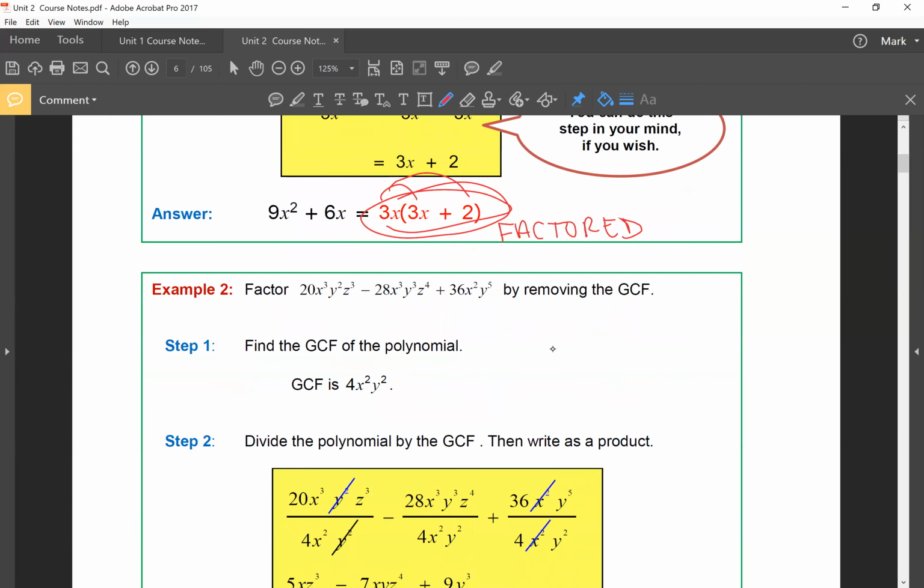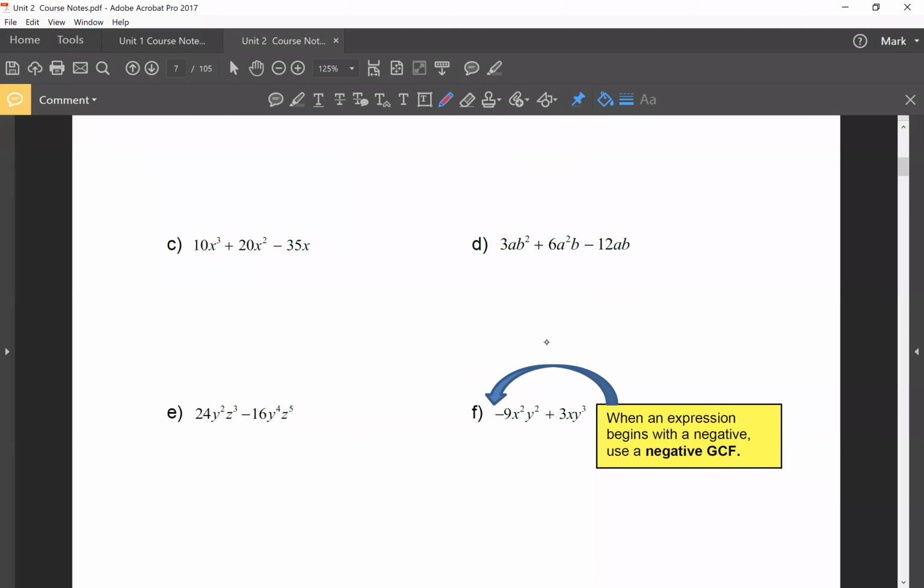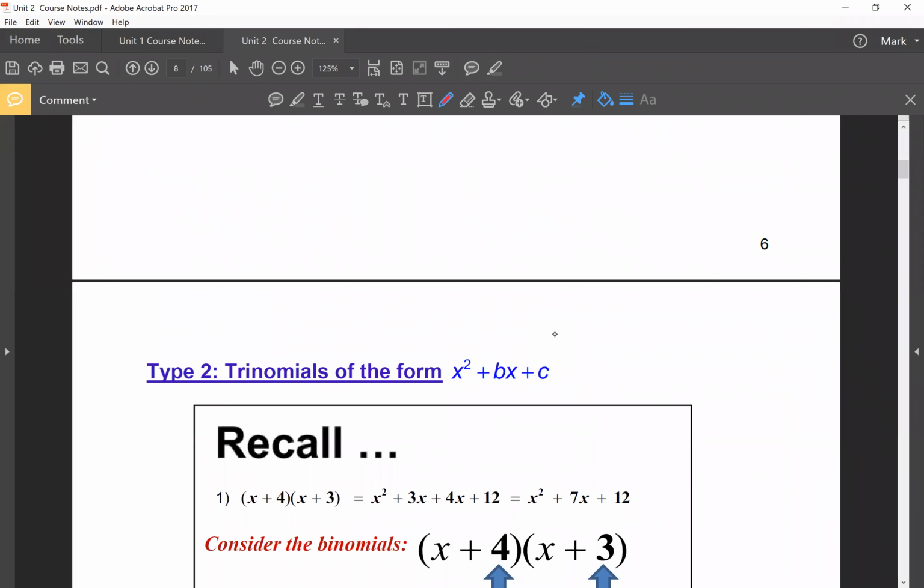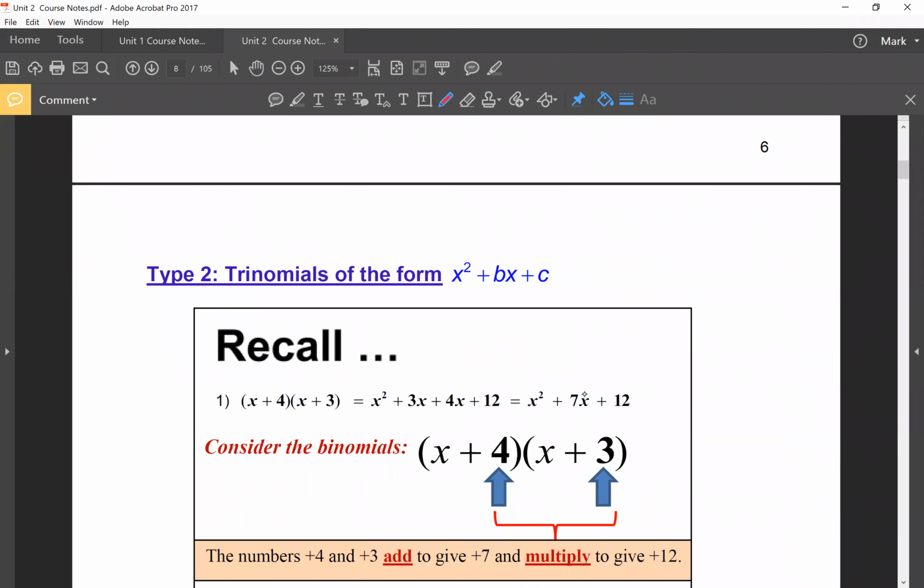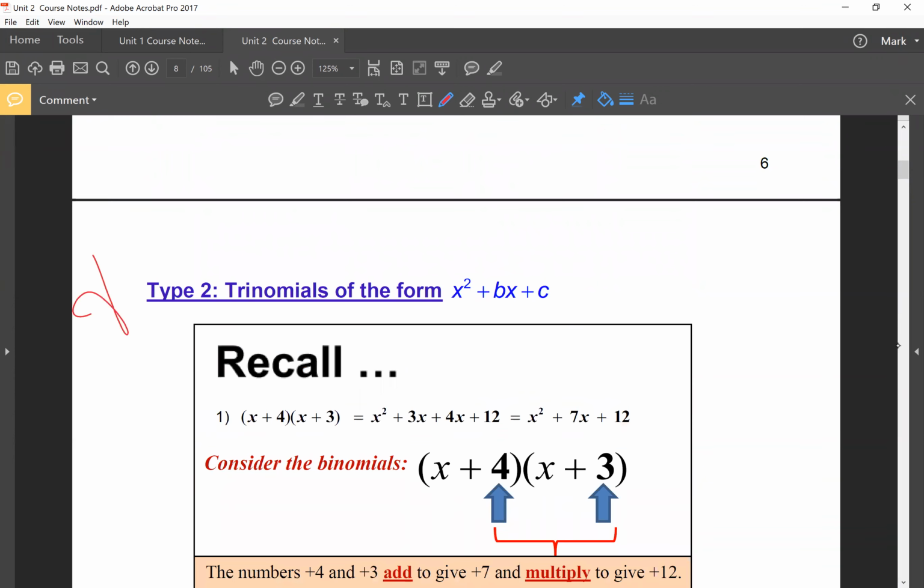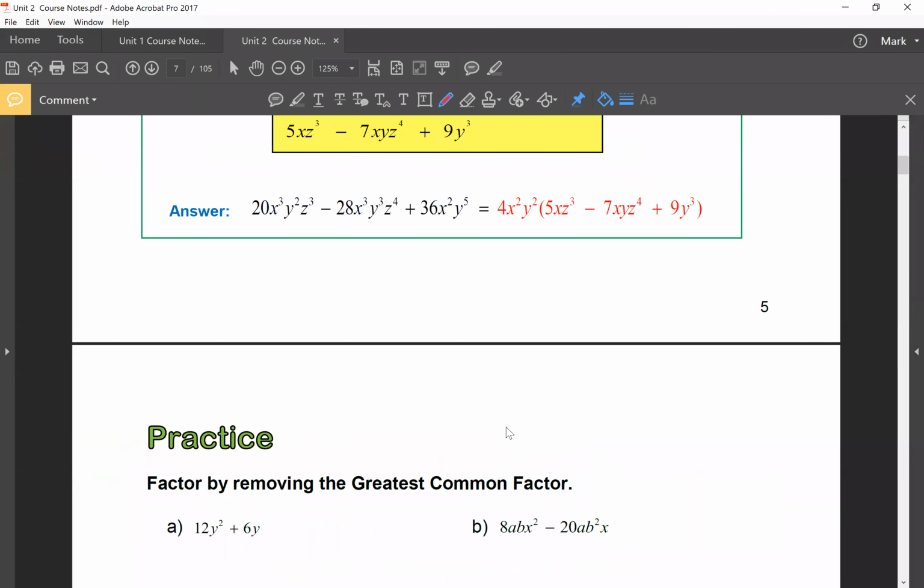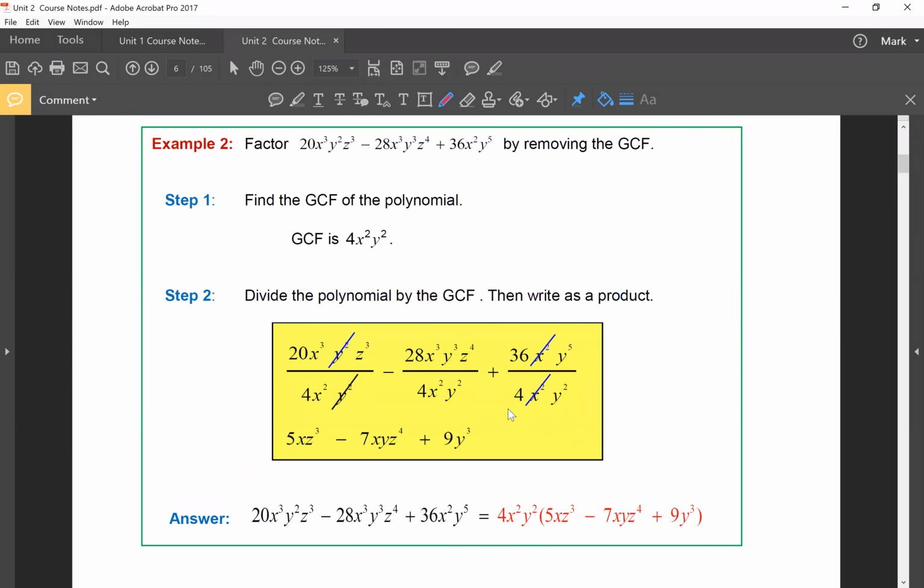Okay, so let's look at example number 2, and then I'm going to show you a couple, and then you guys are going to practice. We might get to trinomials today. No, I guess we will. Trinomials can be very tricky. Anyways, okay. So let's look at this example. I'll show you one myself, and then I'll ask you guys to practice.